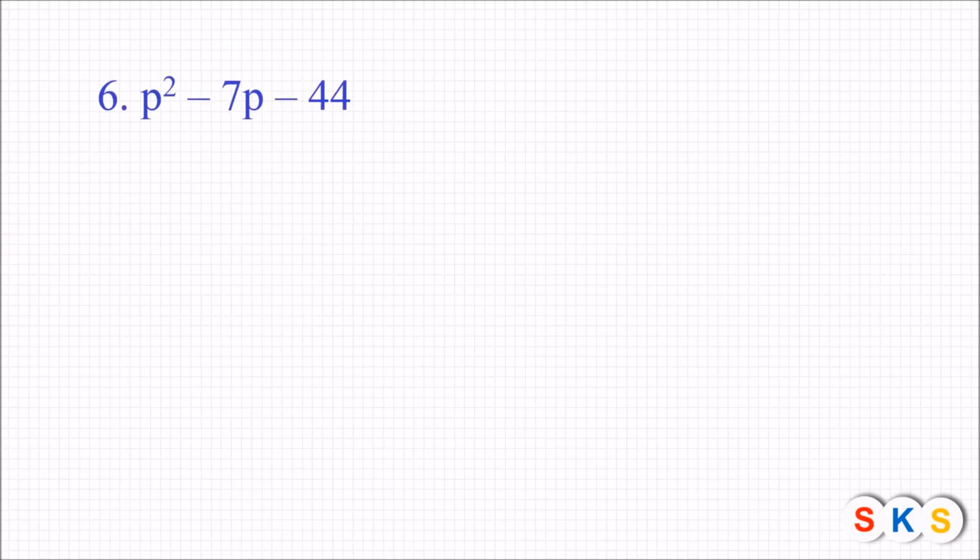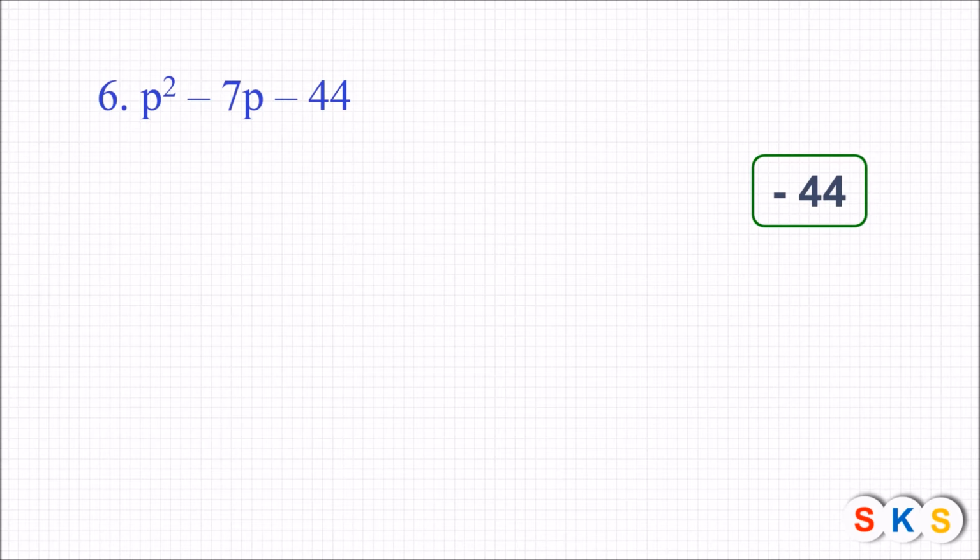Now here we have question number 6: p square minus 7p minus 44. So the last term is minus 44, correct? Now what we will do here, we are going to find two numbers. When you multiply them, you should get minus 44, and when you add those two numbers, you should get minus 7.